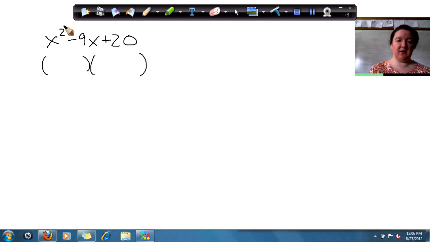I know I also have to think about what multiplies to give us x squared. So I'm going to put that in the front, x and x. Now, what numbers multiply together to give us 20, but add together to give us a negative 9? So what I'm going to do is think about the different pairs of 20 that I could have.